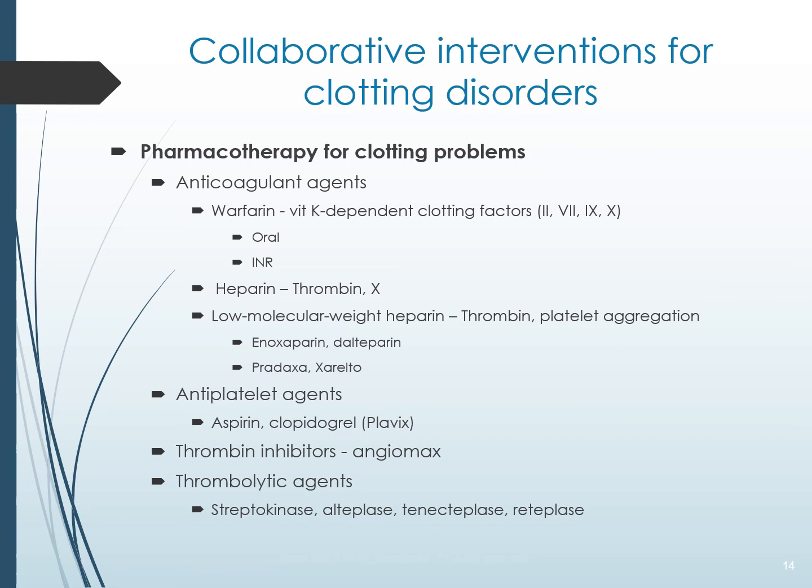Angiomax. Thrombolytic agents such as streptokinase, which is called Streptase, alteplase, which is a tissue plasminogen activator, and tenecteplase, which is TNKase, abbreviated, are used to dissolve blood clots. These agents act by digesting fibrin in clots and breaking down plasmin and other clotting factors. All of these agents have risks of serious bleeding.